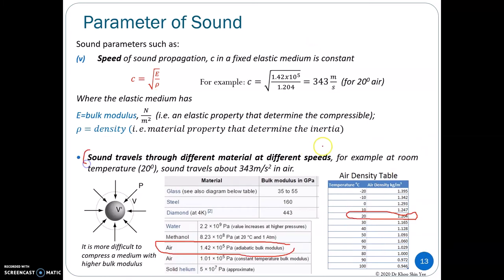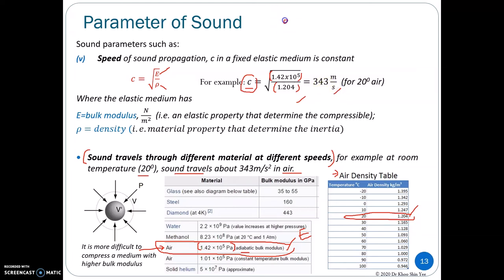Sound travels through different materials at different speeds because it depends on the bulk modulus of the material as well as the density. If the sound is traveling in air, then we can use this table to find the bulk modulus. You need to choose the adiabatic bulk modulus for the air and substitute the value inside the formula. The air is given at 20 degrees Celsius. Therefore, by referring to the table, you can find the density to be 1.204. After you substitute and compute it, you obtain the speed of sound propagation to be 343 meters per second.